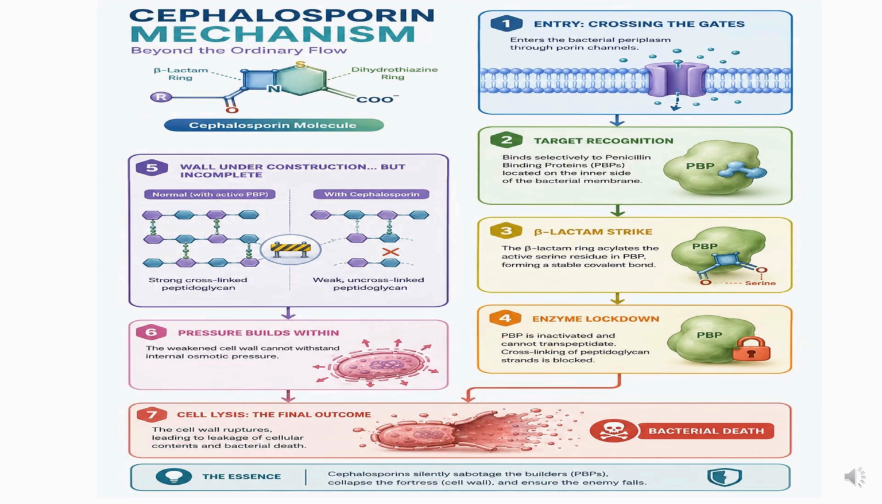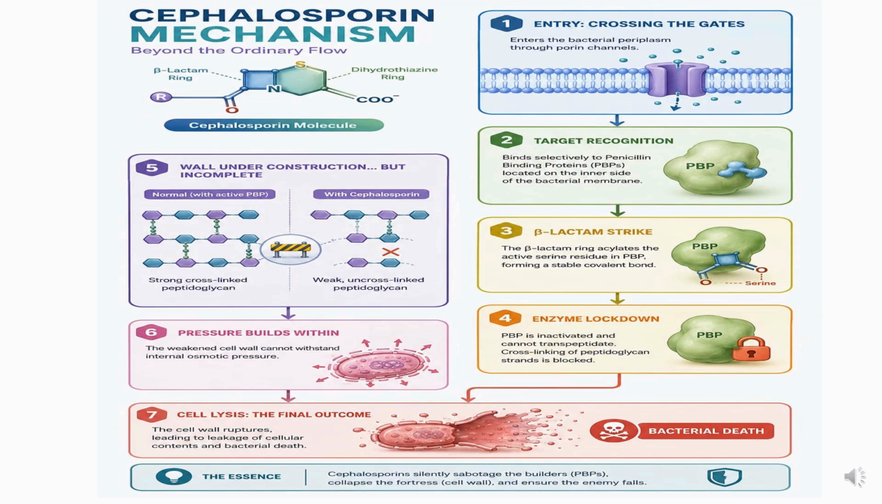The following pathway discusses the mechanism of action of cephalosporins. Firstly, the cephalosporin molecule enters the bacterial periplasm by passing through porin channels in the outer membrane, then they bind selectively to penicillin binding protein, forming a covalent bond. This bond inactivates the PBP, preventing it from catalyzing the transpeptidation of peptidoglycan strands.